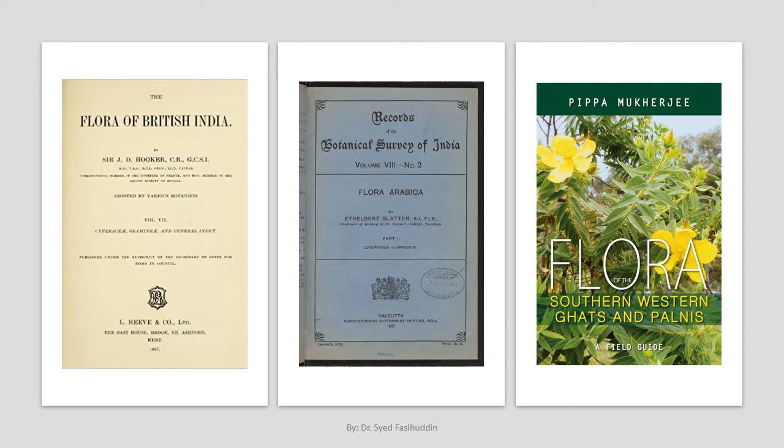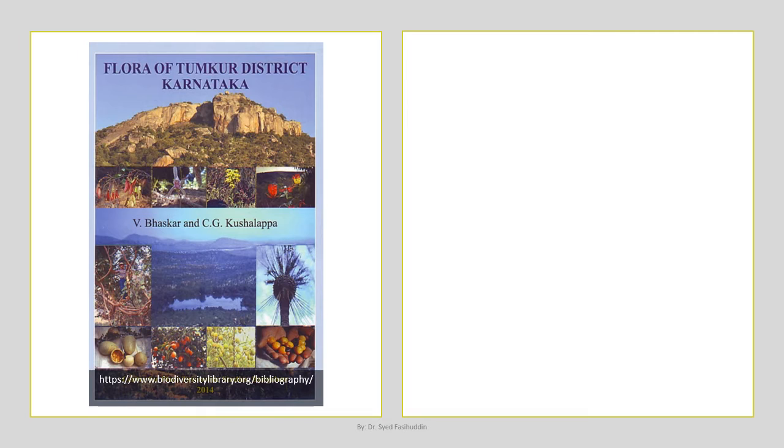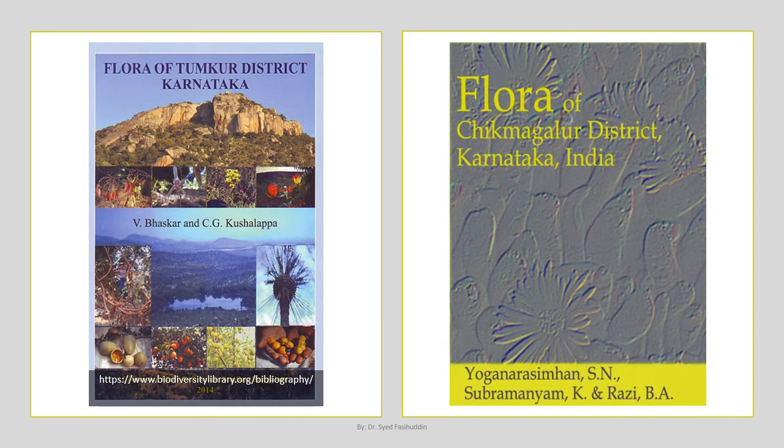These are some of the images of the floras published. Flora of British India by Hooker. Then Records of Botanical Survey of India, which is a part of Flora Arabica, published by Blatter. And Flora of Southern Western Ghats and Palanis by Pippa Mukherjee. This is the image of Flora of Tumkur district by Bhaskar and Kushalappa. Then Flora of Chikmagalur district by Yoga Narasimhan.